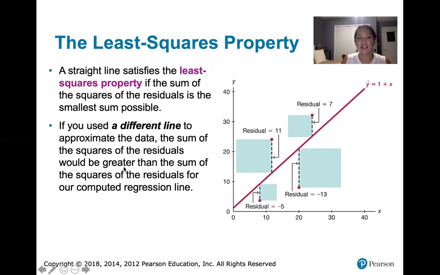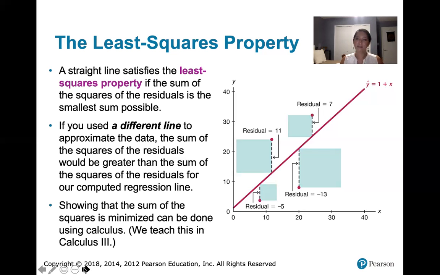So again, if you use a different line to approximate the data, the sum of the squares of the residuals would be greater than the sum of the squares of the residuals for this computed regression line. Now we can talk about this more, this idea of minimizing the sum of the squares and using that minimum value of the sum of the squares to come up with formulas for b sub 0 and b sub 1 so that we have the equation of the regression line. All of that can be done using calculus. We do that a little bit in Calculus 3 when we talk about minimizing or maximizing functions of several variables.